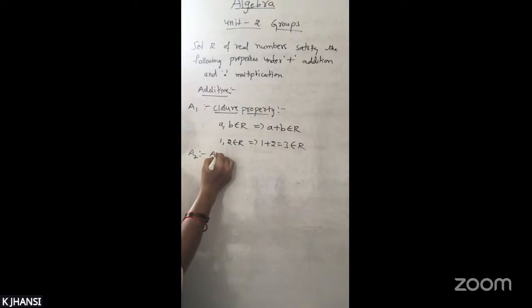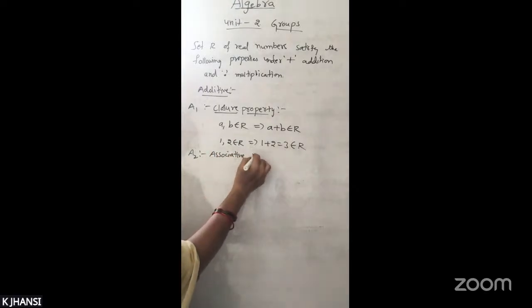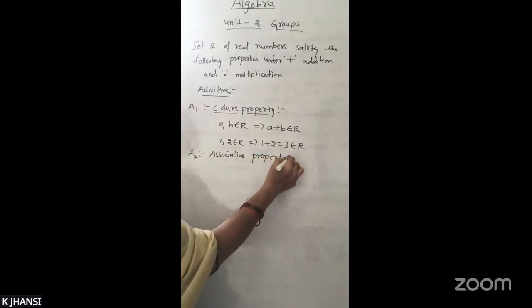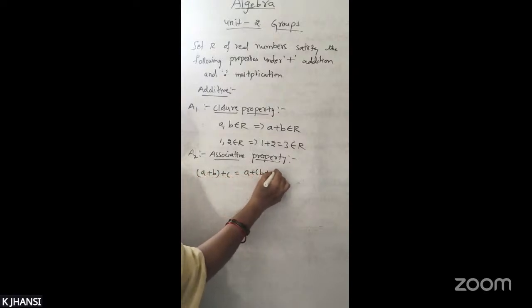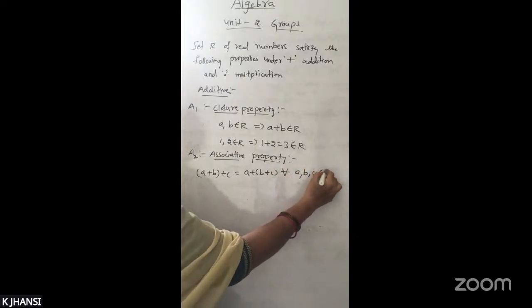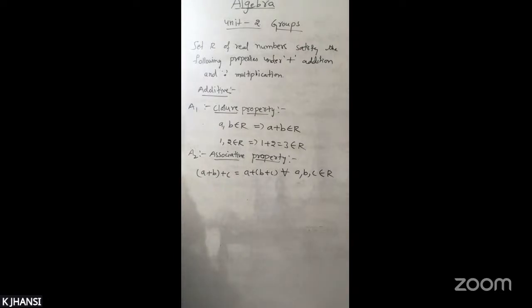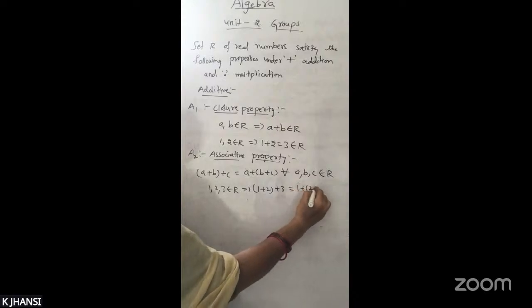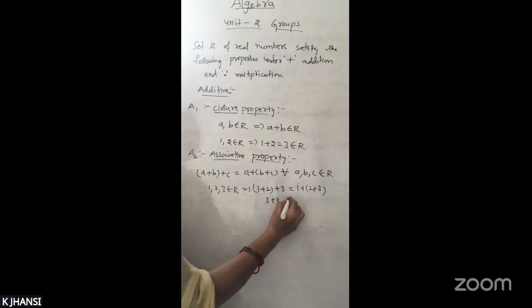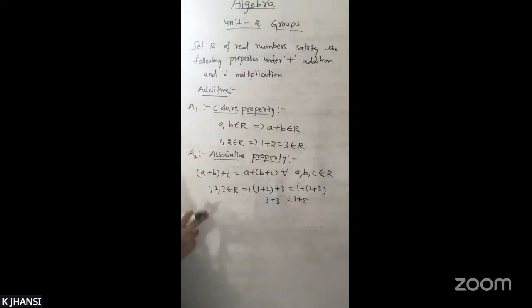A2 is the associative property. Associative property means a plus b plus c equals a plus b plus c, that is (a plus b) plus c equals a plus (b plus c), for all a, b, c belongs to R. So if we take 1, 2, 3 as elements, 1, 2, 3 belongs to R, implies 1 plus 2 plus 3 equals 1 plus 2 plus 3. 1 plus 2 is 3, 3 plus 3 is 6, and 1 plus 5 is also 6. So it is satisfying the associative property.